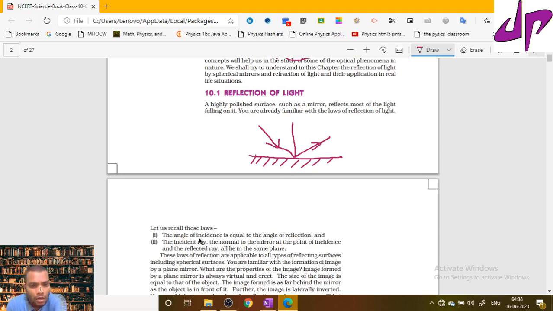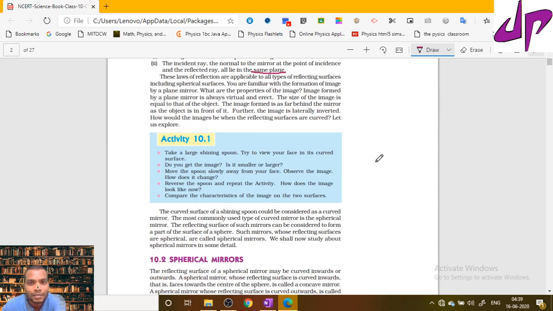According to the laws of reflection, the angle of incidence, the angle made by the incident ray to the normal, angle I equals angle R. And the second law: the incident ray, the reflected ray and the normal all must lie in the same plane. That's what I discussed in the reflection of light.